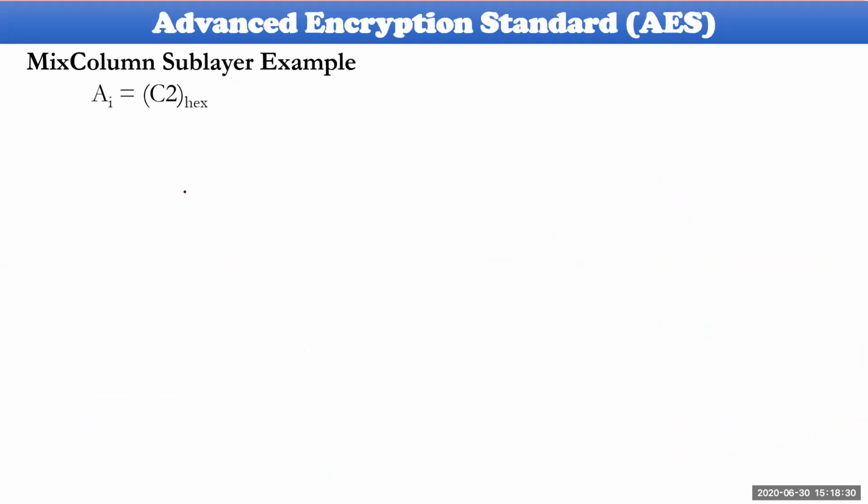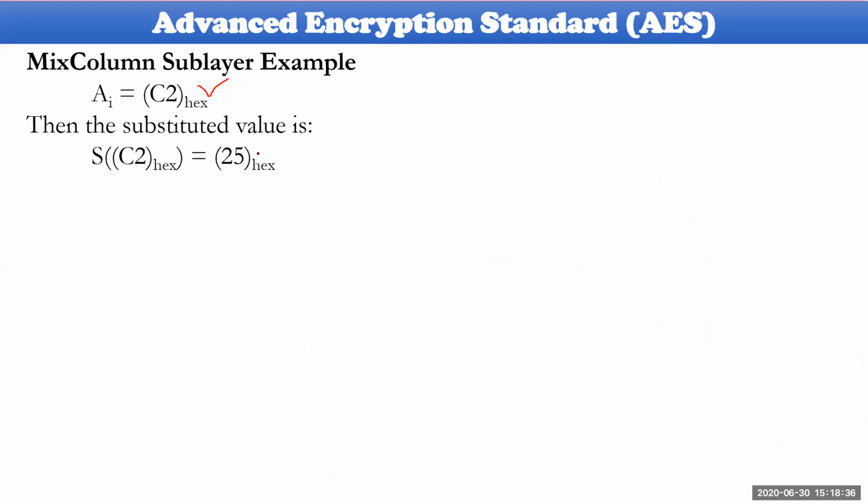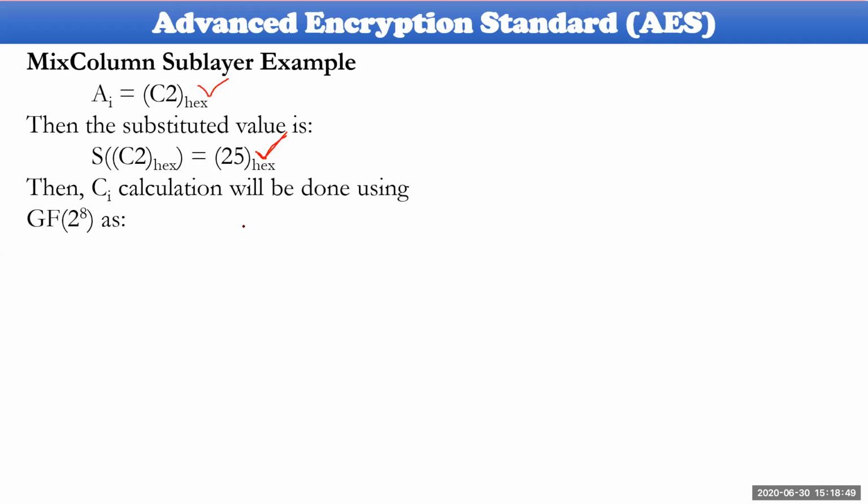A will be equal to C2 in hexadecimal, and here the substituted value could be taken like this. So the S-box input will be C2, and based on the S-box table, you finally get this particular thing. So 25 will always be calculated by using the Galois field, that is GF(2^8) format. So let us have a look here.